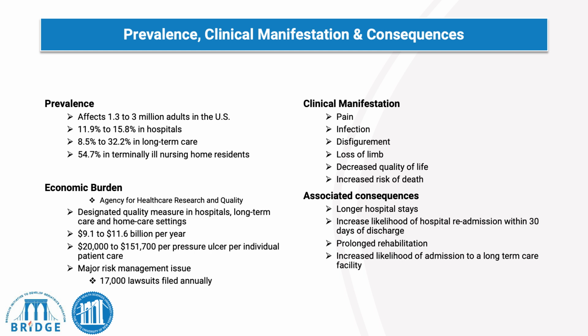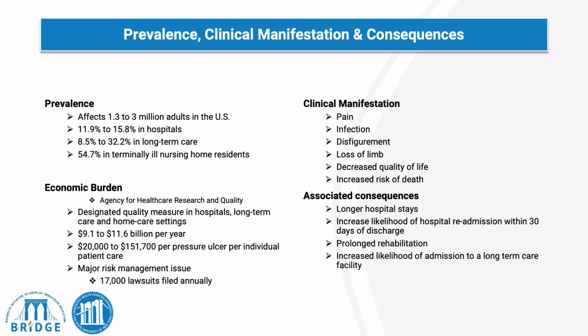How do patients with pressure injuries present? Many patients with pressure injury may complain of underlying pain. There may be associated infection, particularly at the site of the pressure injury. There's associated disfigurement and loss of limb. There's also an increased risk of mortality and decreased quality of life associated with pressure injury.